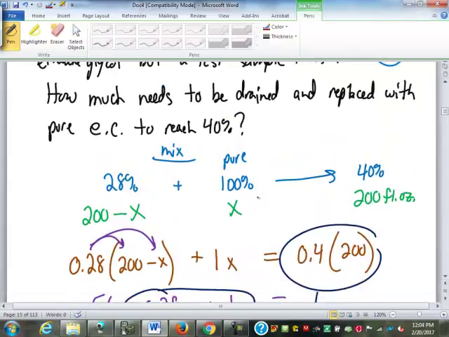Just to make sure, that's asking how much do we need to drain and replace. And yes, it is 33 1/3 fluid ounces. Needs to be drained and replaced.